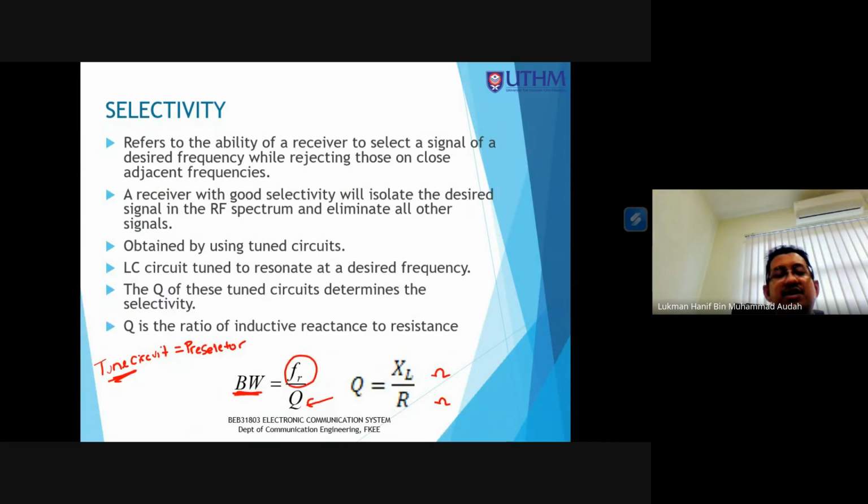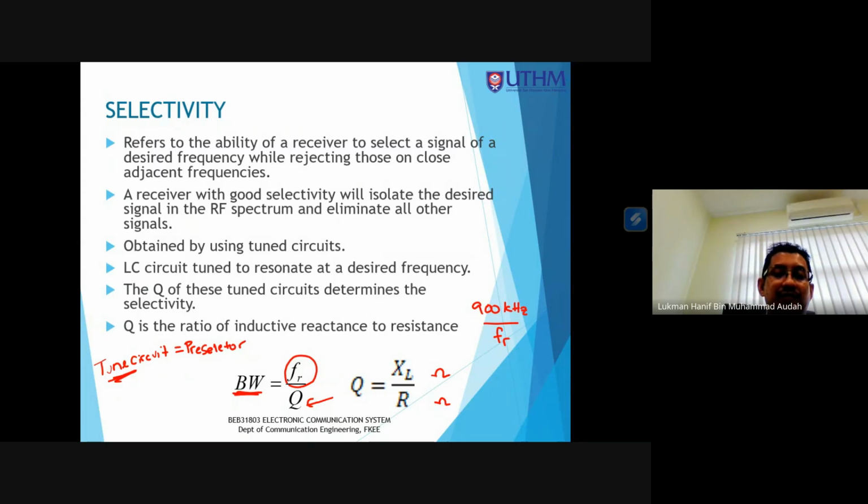What is the resonant frequency? The resonant frequency is the desired frequency that we want to listen to. For example, if I want to listen to a radio channel at 900 kilohertz, I will give the instruction to the pre-selector to tune at 900 kilohertz. That means the resonant frequency of the pre-selector is 900 kilohertz, which is FR, the frequency of the radio that we want to listen to.